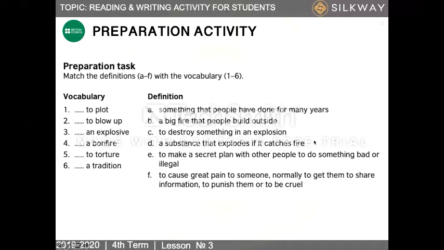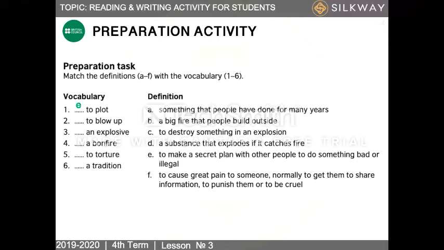Okay, I hope you finished the activity within the given time. Now let's find out the answers. Our first vocabulary here is to plot. What do you think is the meaning of this vocabulary word? To plot means? Correct, it's letter E. To make a secret plan with other people to do something bad or illegal.